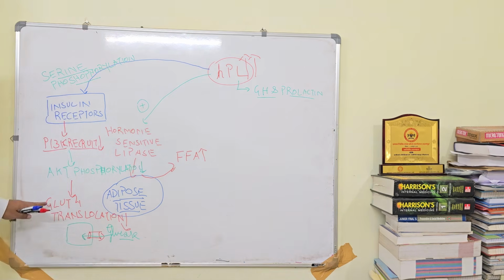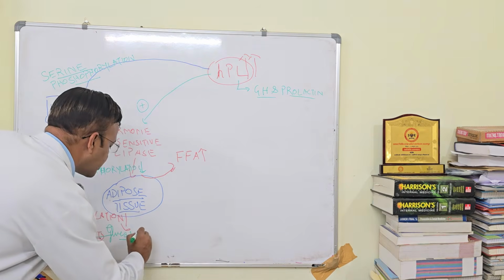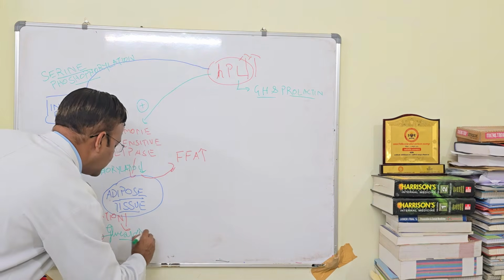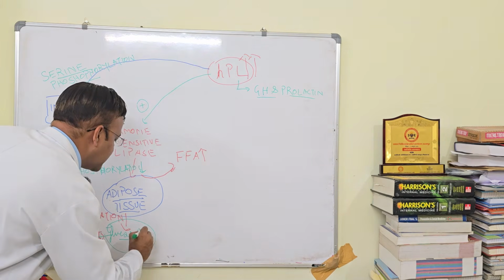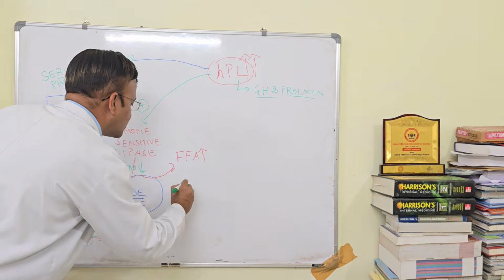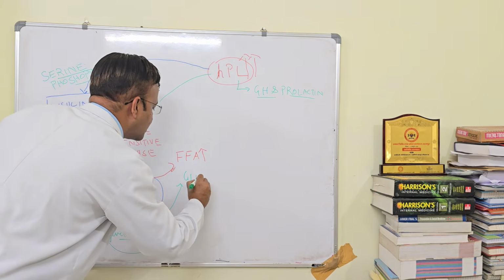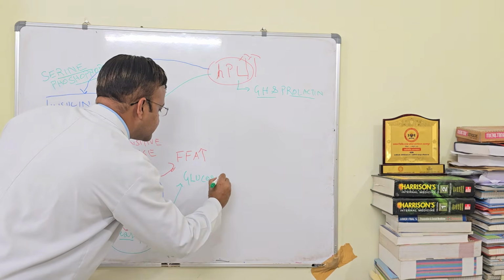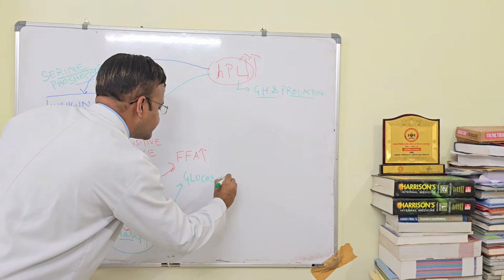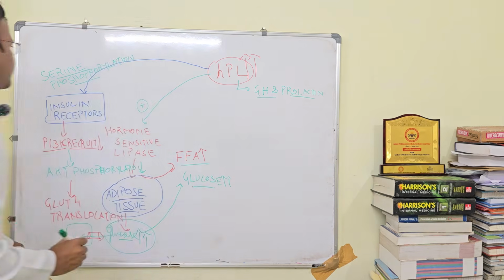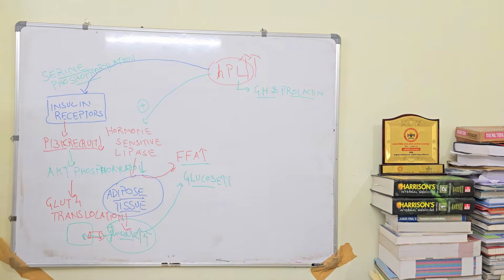If GLUT4 is not translocated, the glucose level in the blood is going to increase. Since the glucose is not going inside the cell, the glucose level in the blood will increase. So you will have high glucose over here, along with high free fatty acids. Now what else?